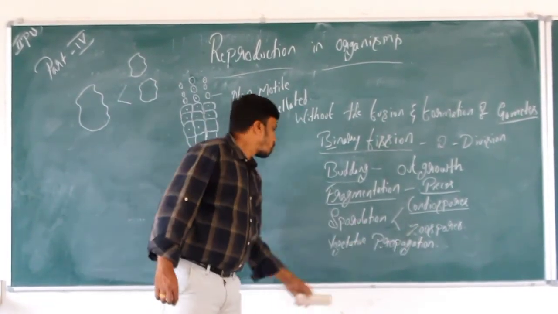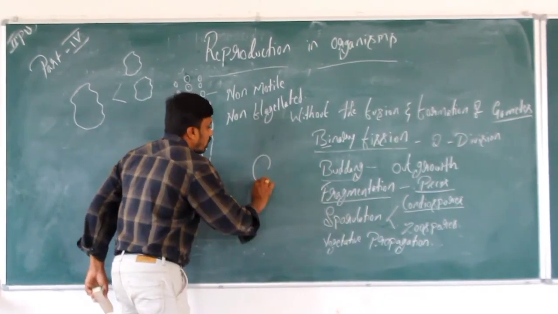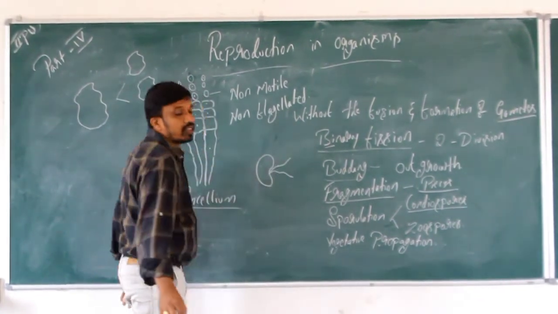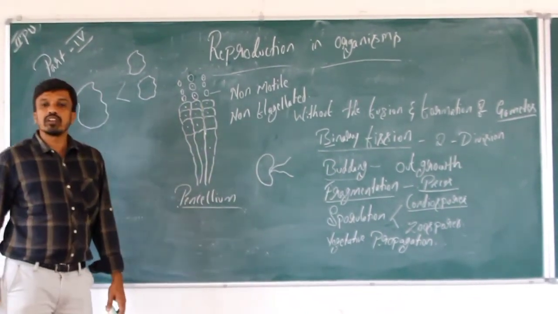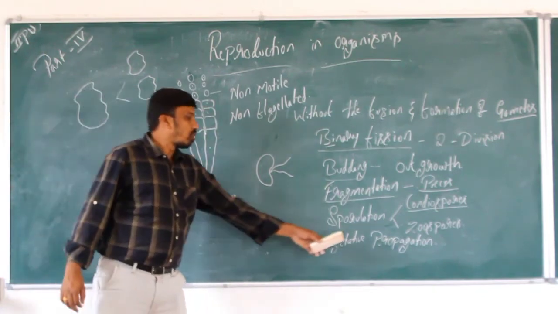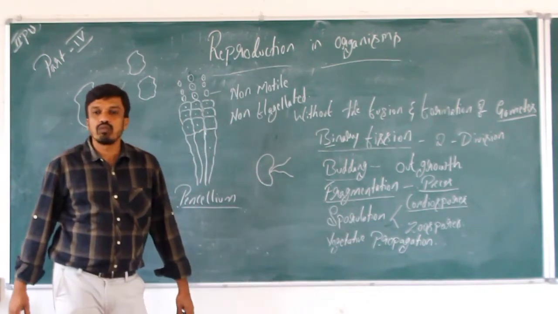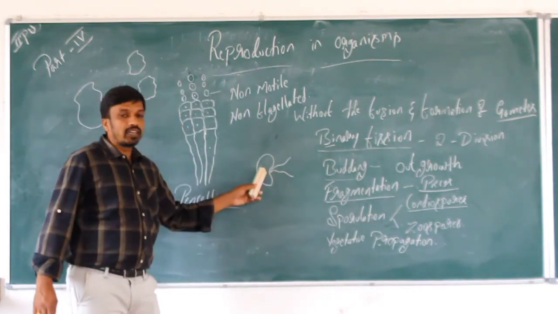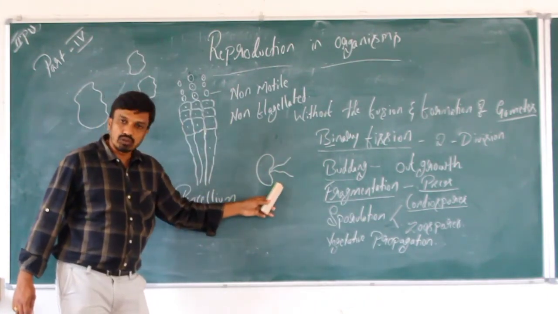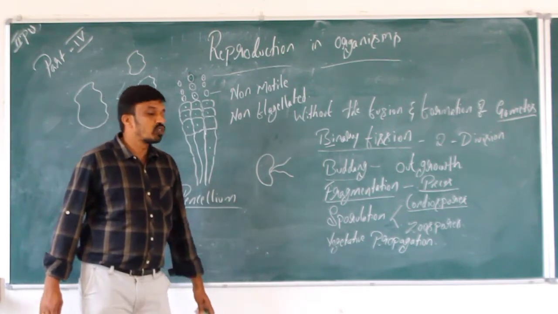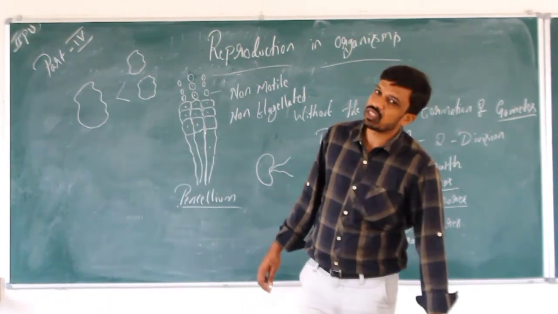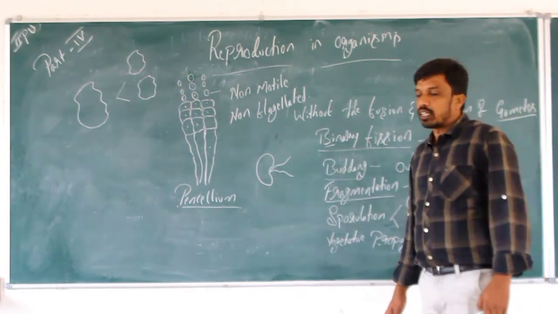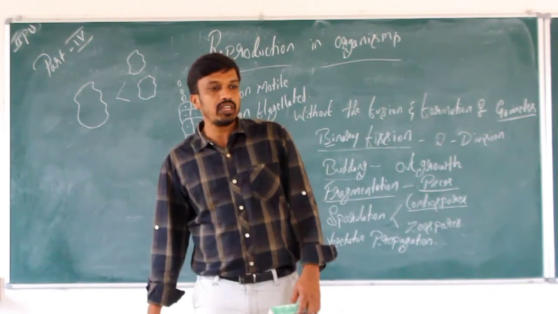What are zoospores? Zoospores are motile, flagellated, endogenous spores. They are produced in Ulothrix, etc. Where are zoospores found? They are found in Chlamydomonas, and also in Ulothrix.